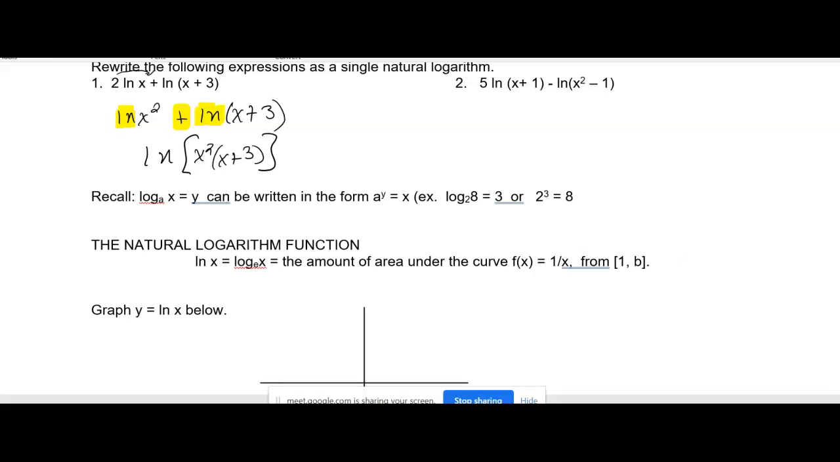Number 2 is similar, where we're going to take this 5, which is our coefficient. Because it's the coefficient, we can write it as the power of the composite. So we will write this as the natural log of x plus 1 to the 5th.